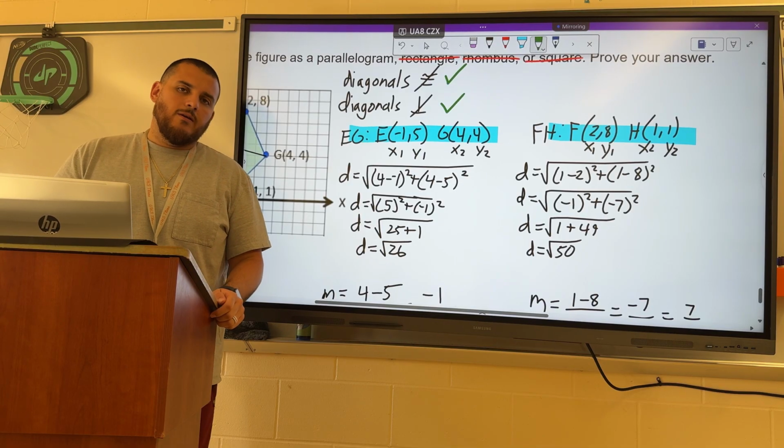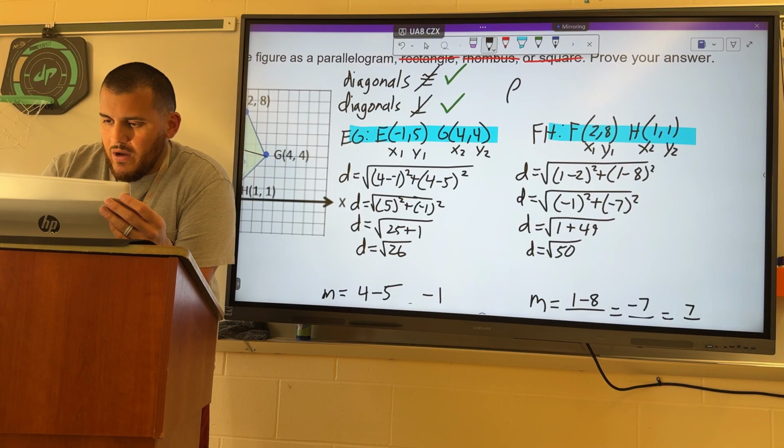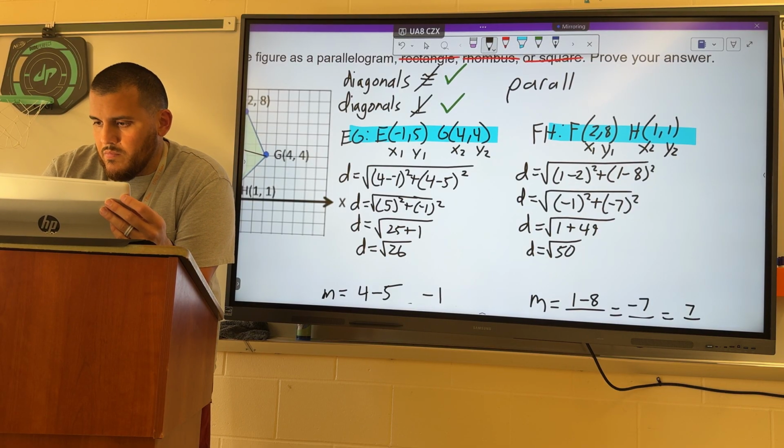perpendicular to each other. So, because the diagonals aren't congruent and not perpendicular, the only possible parallelogram this could be is just a regular old parallelogram.